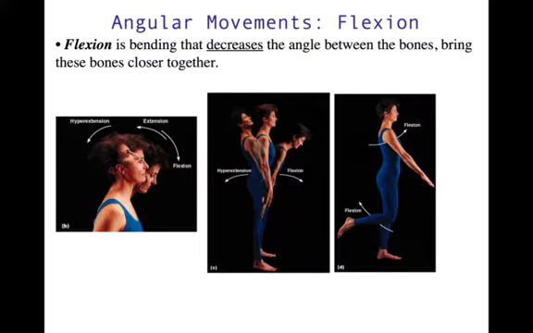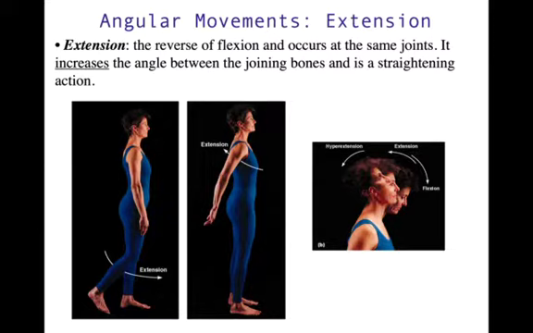An extension is when you increase the angle between two bones. All right, so as you increase the angle, going from 45 degrees back to 180, going from the curl position down to the weights at your waist, well, we consider that an extension. All right.